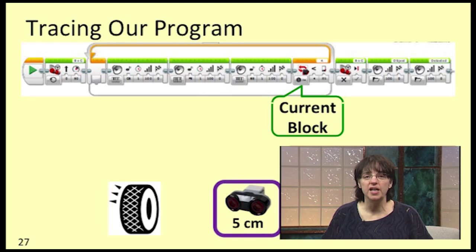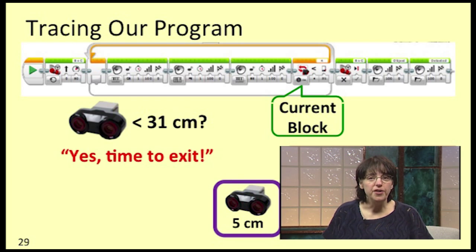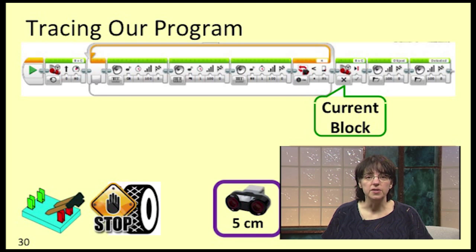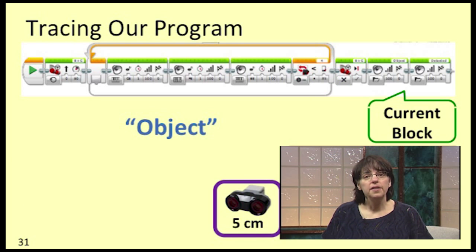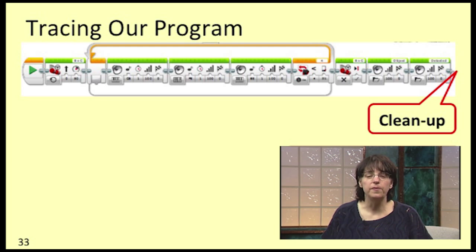Finally, we reach the end of the loop, and it's time to check the ultrasonic sensor. Well, we're definitely much closer than 31 centimeters away from the obstacle, so the loop tells us that it's time to exit. The EV3 stops its motors. Note that we're only around 5 centimeters away from the obstacle at this point. The EV3 continues through the next 2 sound blocks, one after the other, saying object, and then detected, and then we're finished the program.